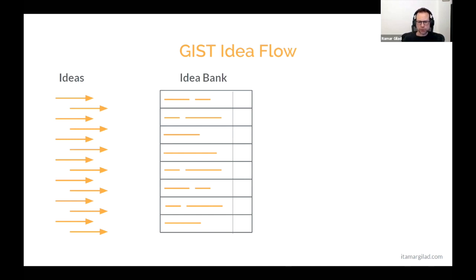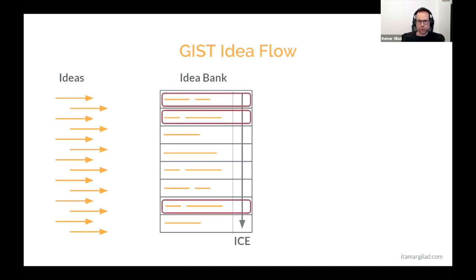Then we will use a prioritization system. I recommend ICE, which I'll explain in a second. ICE basically just gives us a hint into which ideas we should invest in first. It's not exact science, it's just a hint. Then we can pick some ideas. This could be the ideas that are top ranking according to ICE, or they could be just ideas in the middle. From time to time, we can boost something in the middle, even in the bottom.